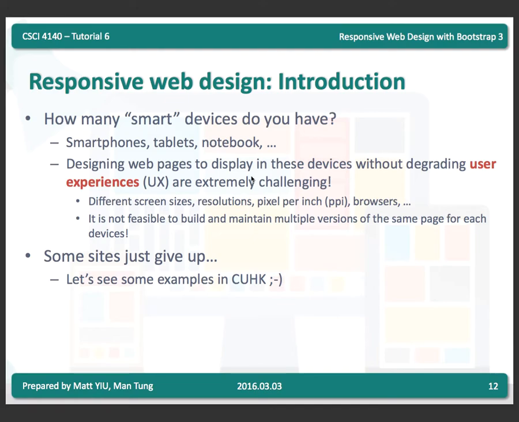For example, you may have an iPhone 4 and an iPhone 6, and the resolution is already different. The size is different, the screen width is different. So when you design a web page for these devices, you need to carefully design the UI so that it will not look so different on different devices.